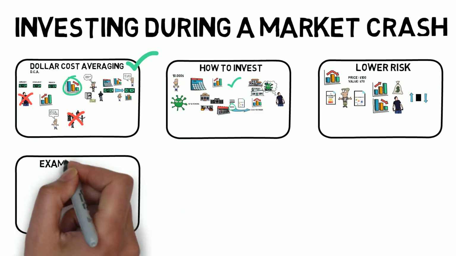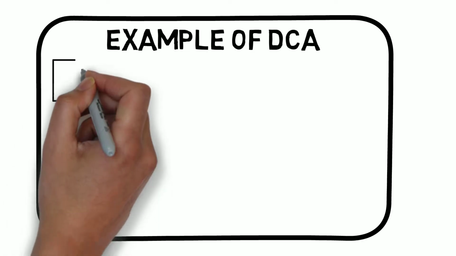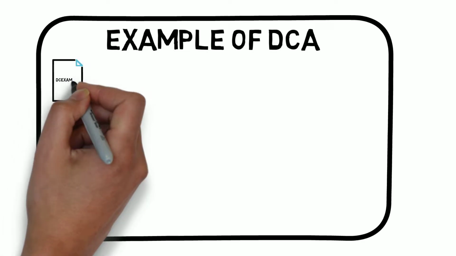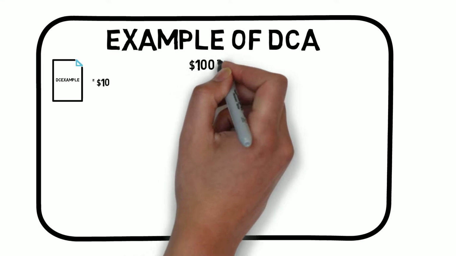Let's take an example of how DCA works. Let's look at the math behind it. Alright, let's say that the stock DCA Example has a stock price of $10 per share on January 1st, and you have $10,000 that you want to invest in this company.